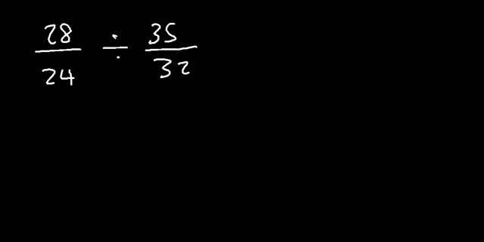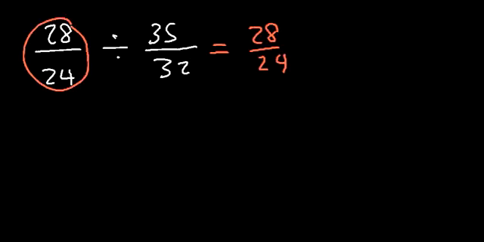So try this one. Let's say you have 28 over 24 divided by 32 over 35. So first use keep, change, flip. Keep the first fraction the same, change division to multiplication, and then flip the second fraction.